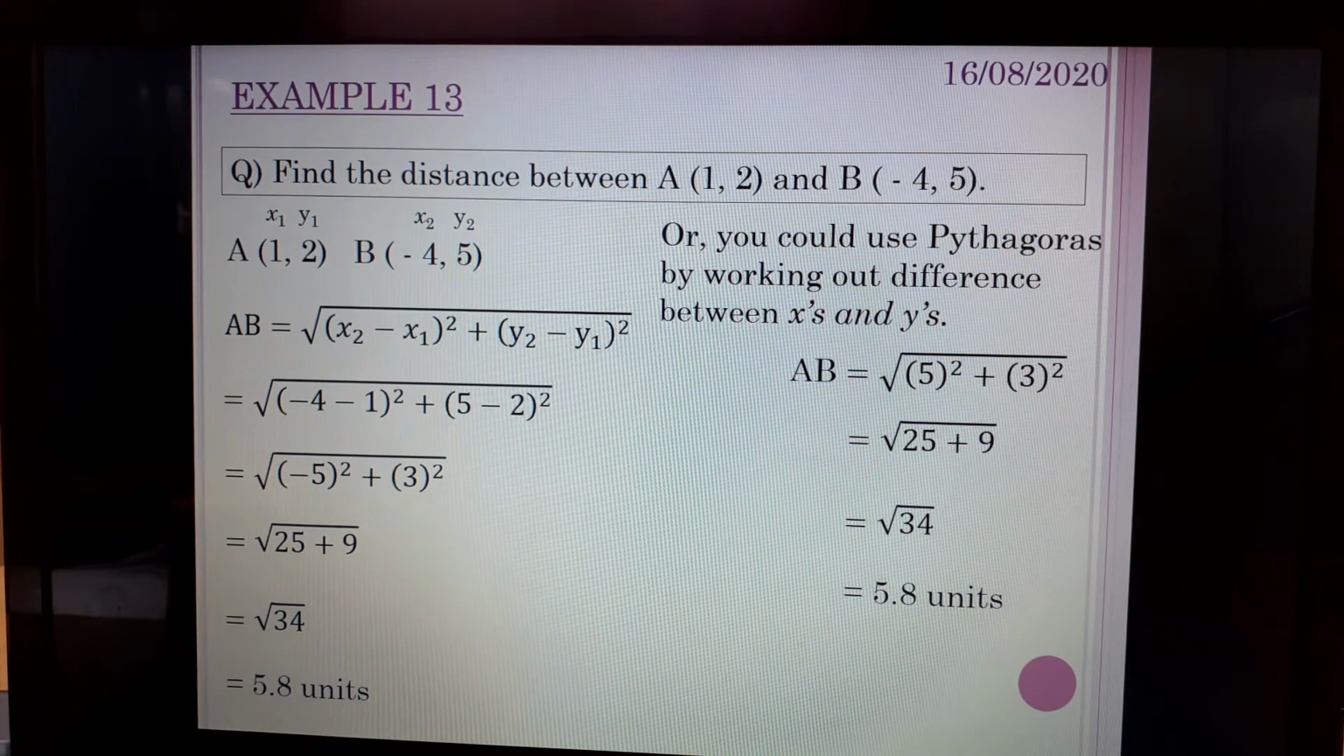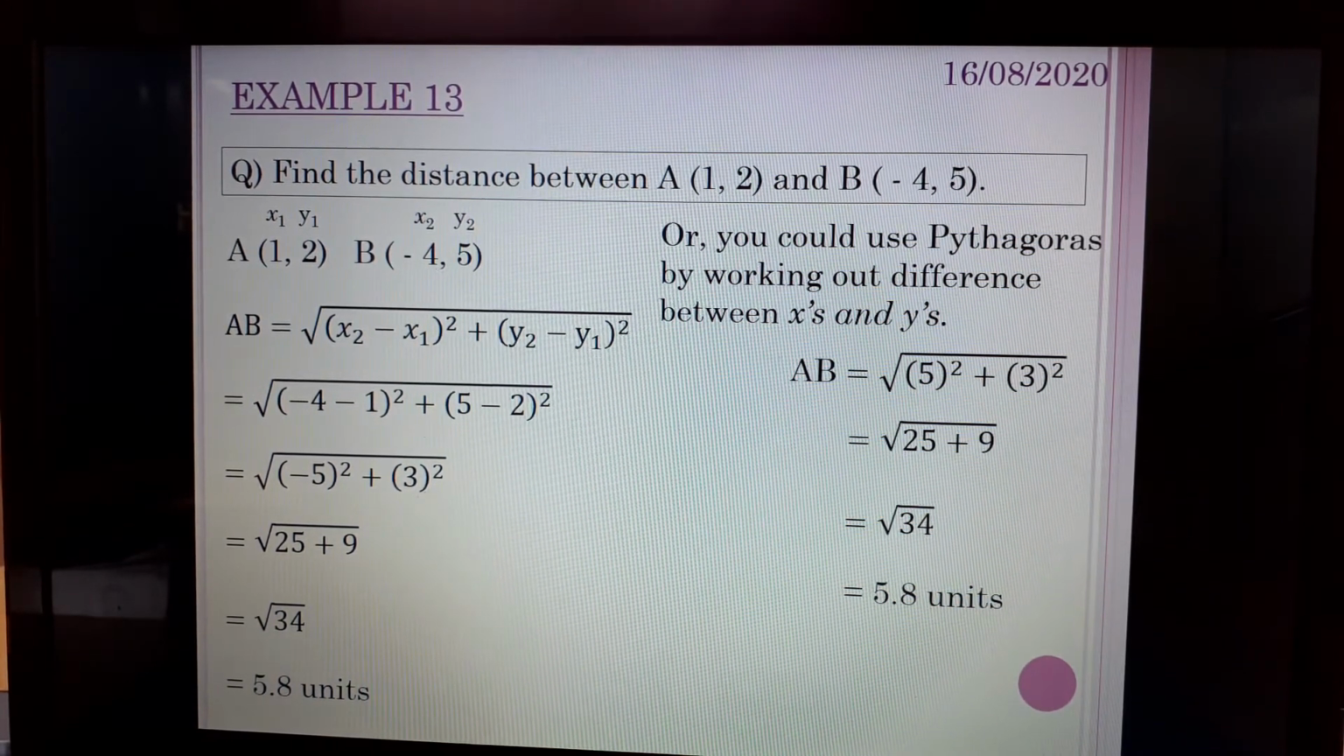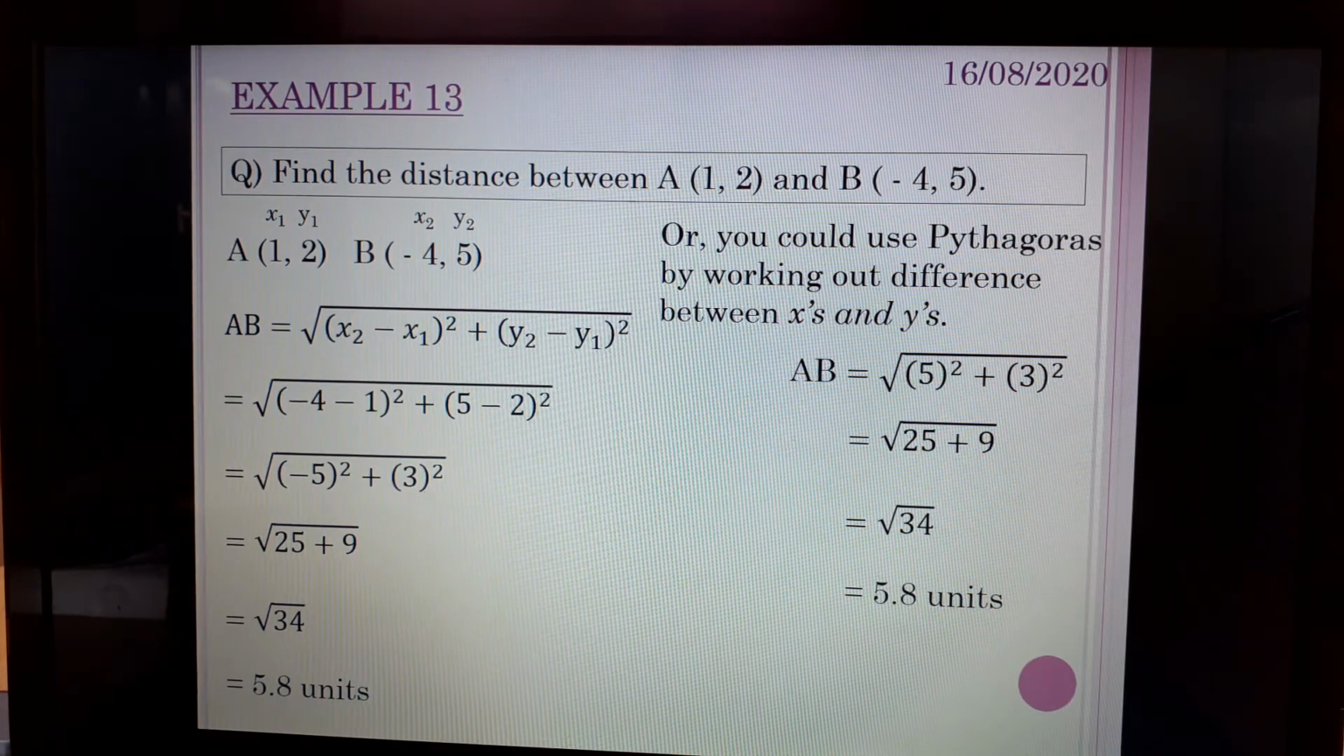So you're going to be doing some questions which have a mixture of all of the different things that we've been doing in the straight line topic so far. So you might have something involving the gradient being equal to the tan of the angle. You might be asked for a perpendicular bisector. You might be asked for a median or an altitude.